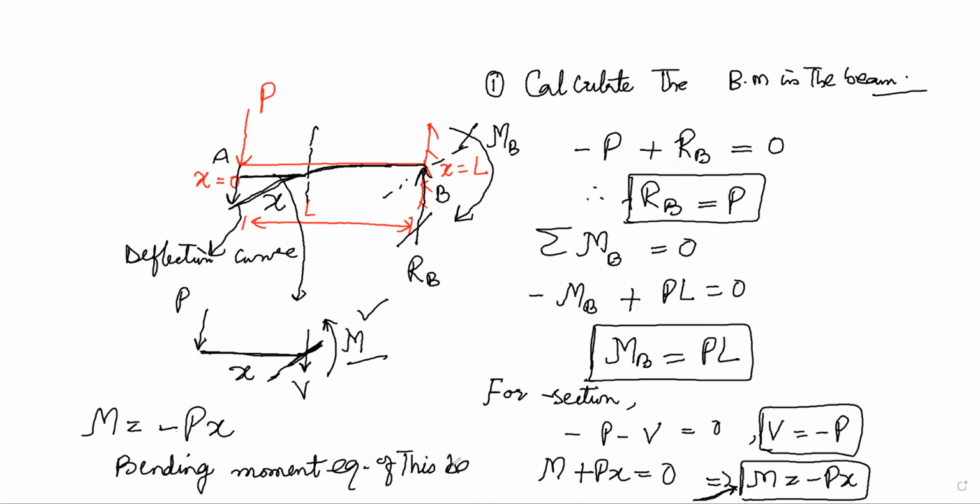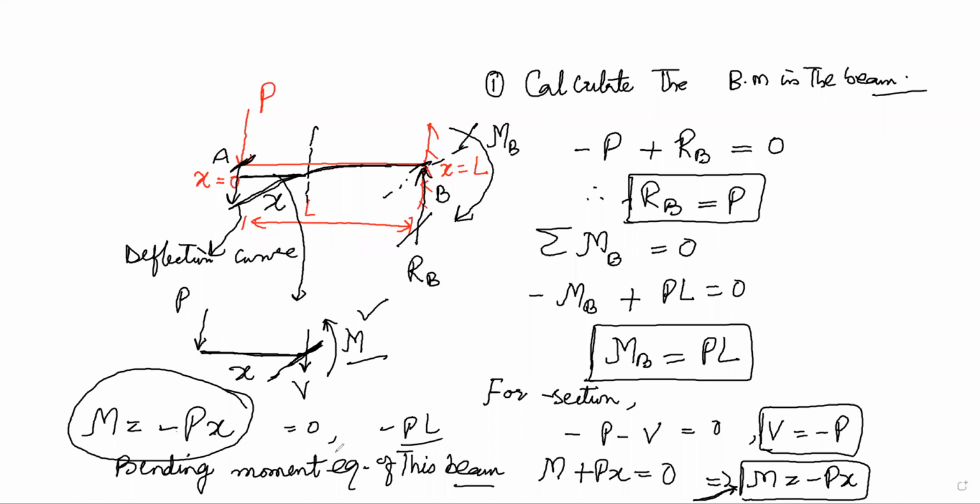And this equation tells us how the bending moment varies as we move from x equal to 0 to x equal to L. At x equal to 0, P into 0 becomes 0. At x equal to L, M becomes equal to minus PL. So this is the bending moment. The first and foremost step is to obtain what we call the bending moment equation.